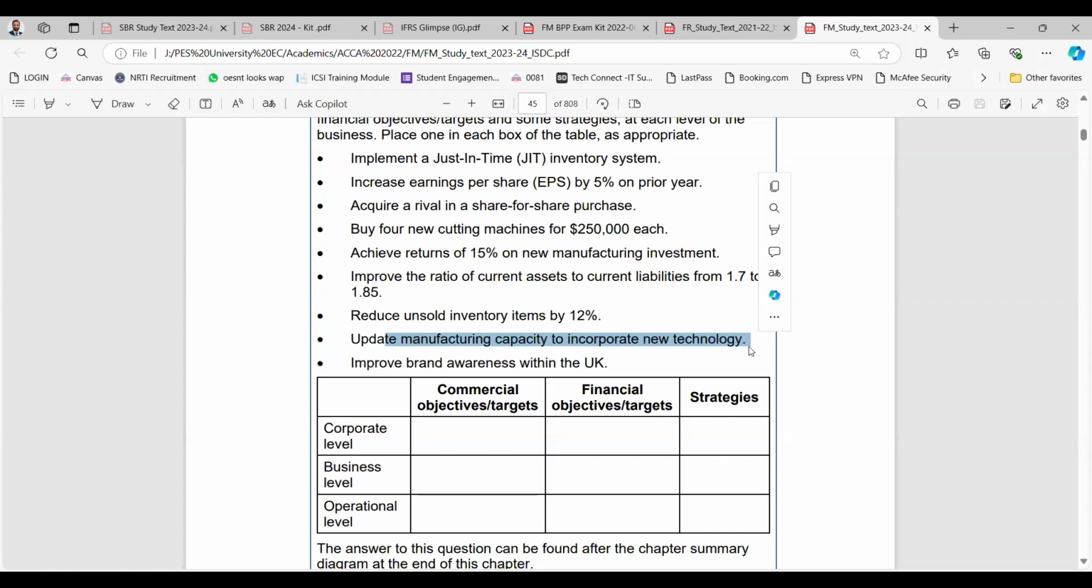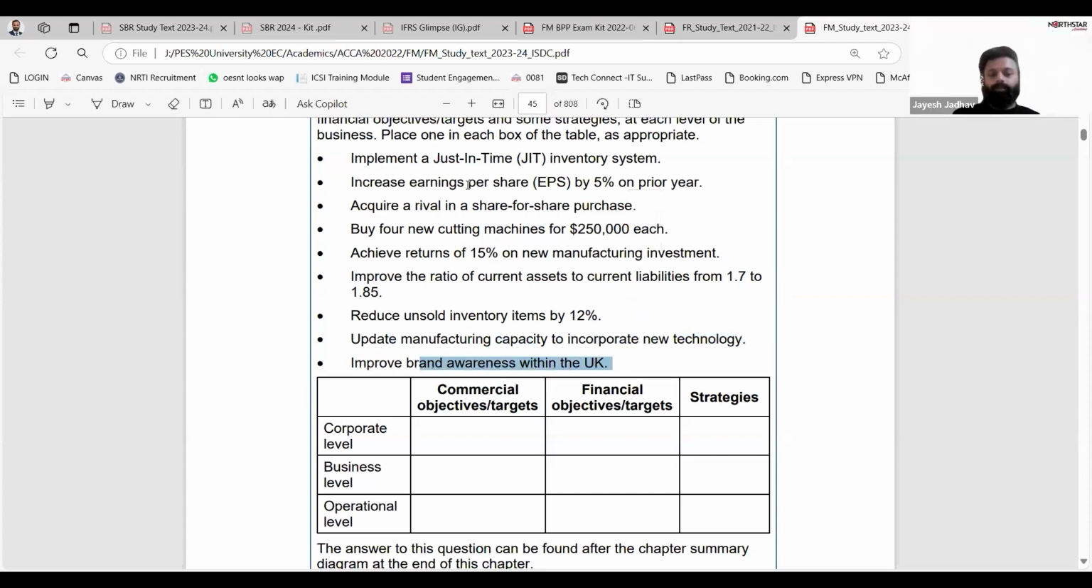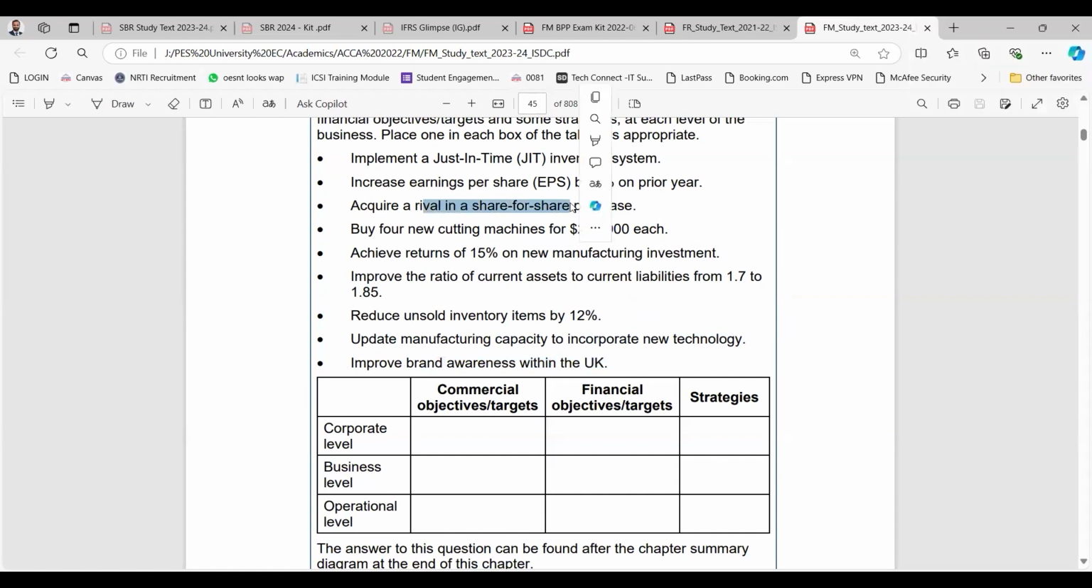Business level strategies. B3. Business level strategy, B3. And improve brand awareness within the UK. That'll be corporate level strategies. C1. Or it's A1 also. A3, sorry. My bad. A3.